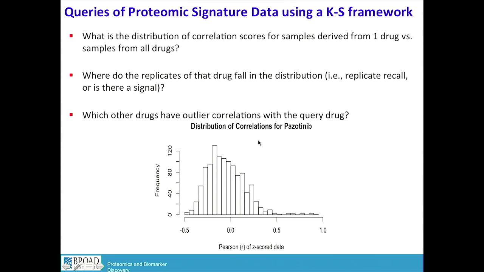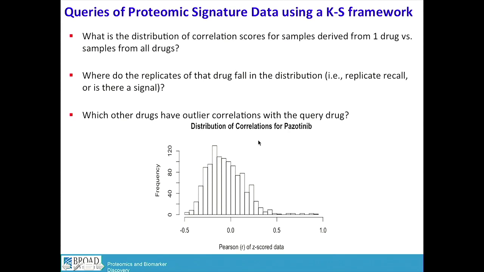Okay. And so we use a KS statistic framework in order to execute these sorts of proteomic signature queries. And so we ask three different questions. We start, as before, by calculating correlations between the z-scores of all of the replicates for all of the analytes. And then we simply want to look at the distribution of correlation scores, or connectivity scores, from samples derived from one drug versus all the other samples in the entire data set.